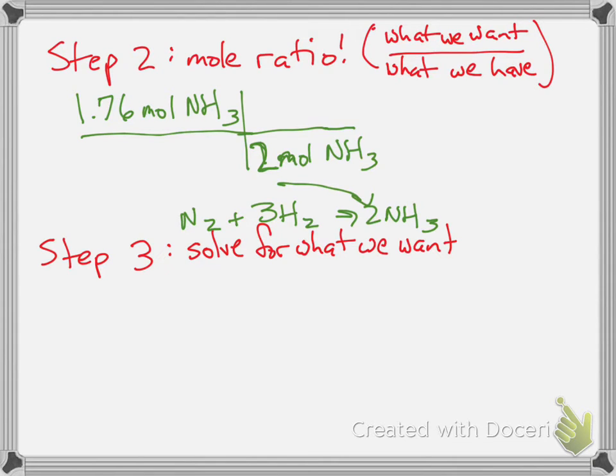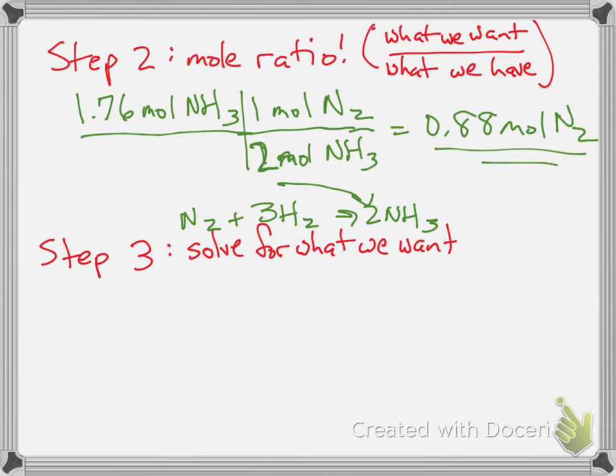And on top, we're going to put what we want. And the question asks us about nitrogen. So we have 1 mole of nitrogen on top. So if we do the math, if we take 1.76 and we multiply by 1 and we divide by 2, we should get 0.88 moles of nitrogen. And that makes sense because we know that the ratio is always going to be 1 to 2 no matter what. So we should have exactly half as much nitrogen as we do ammonia. So everything's good so far.